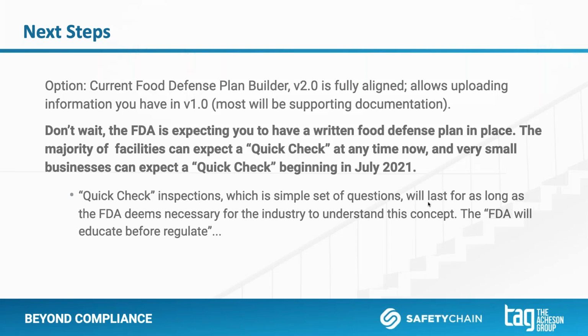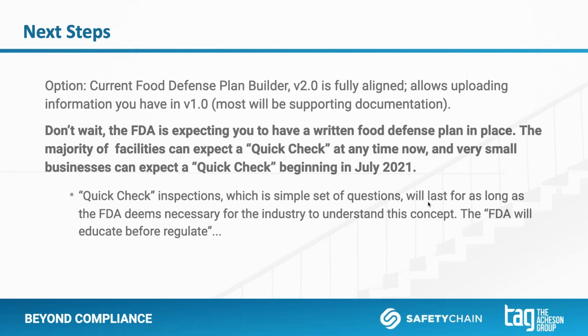So what are your next steps for your food facility? Currently, you have an option where you can use the Food Defense Plan Builder. It's version 2.0. It's an electronic system on the FDA website, and it's fully aligned with the rule, and it allows you to upload any information you had if you happened to use version 1.0 way back when. Version 1.0 is not aligned with the rule, so those facilities that think they're okay because they got version 1.0, you have to go back and do version 2.0. Don't wait. The FDA is expecting you to have a written food defense plan in place.